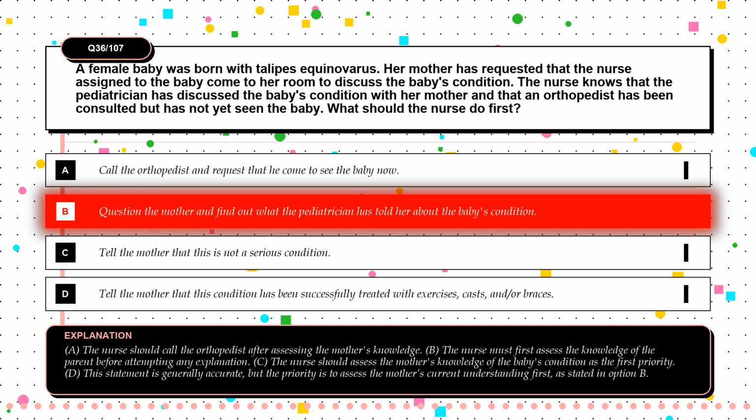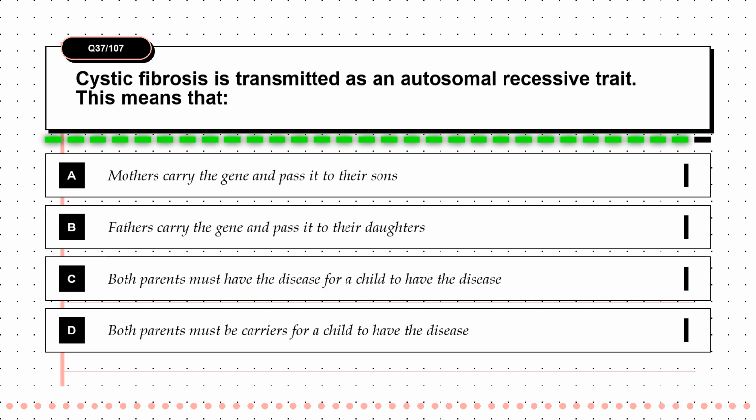Question 37. Cystic fibrosis is transmitted as an autosomal recessive trait. This means that, here are the options. Option A. Mothers carry the gene and pass it to their sons. Option B. Fathers carry the gene and pass it to their daughters. Option C. Both parents must have the disease for a child to have the disease. Option D. Both parents must be carriers for a child to have the disease.